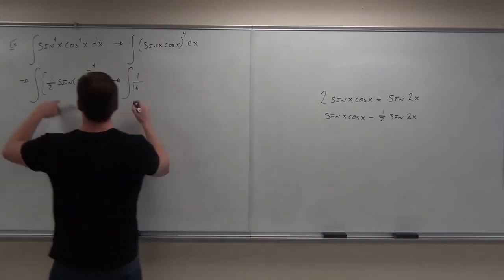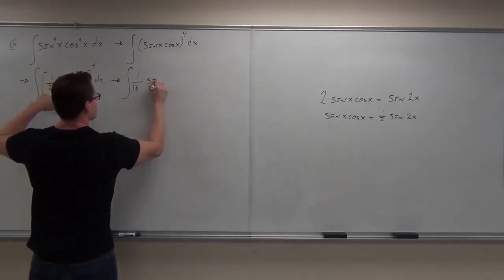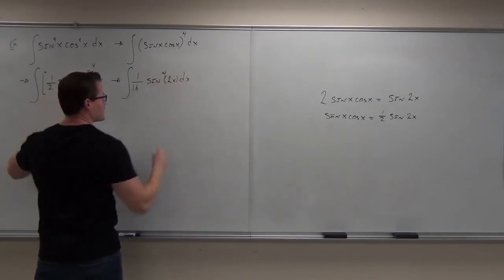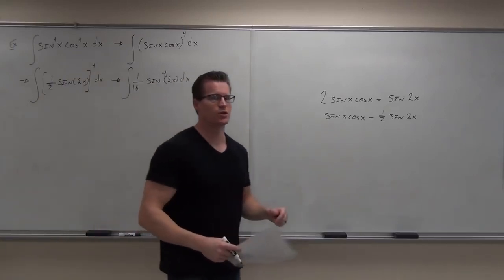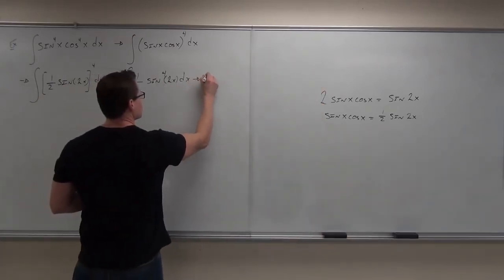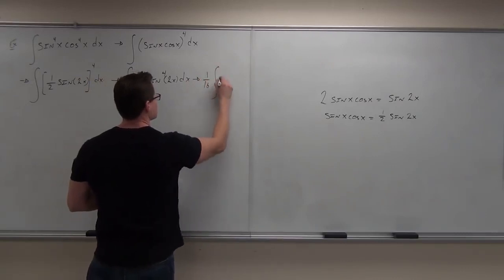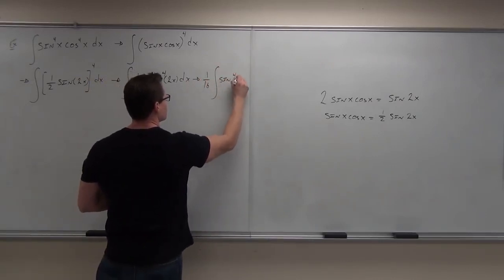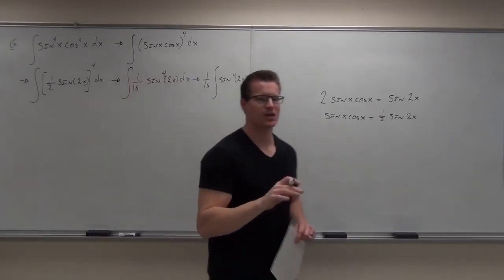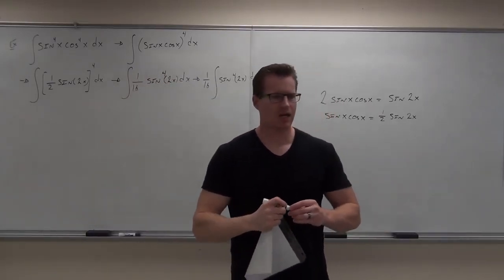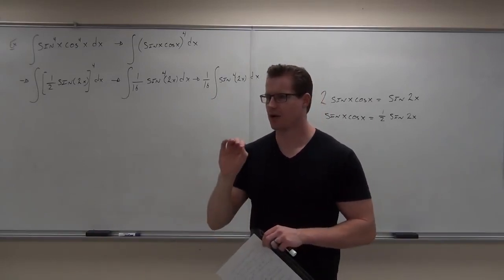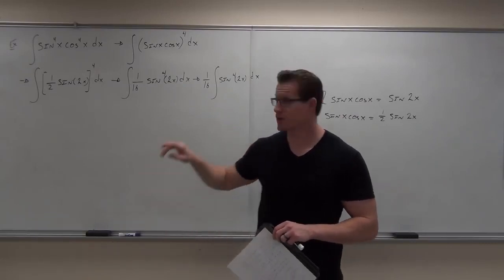Okay, then I've got sine to the 4th power of 2x dx. Looks a little bit nicer. What's the next thing I'm going to do? Without that constant, 1/16 integral sine to the 4th 2x dx. Now, stop for a second. If you were so inclined, thinking about what I taught you back in the last section, what could you use here?